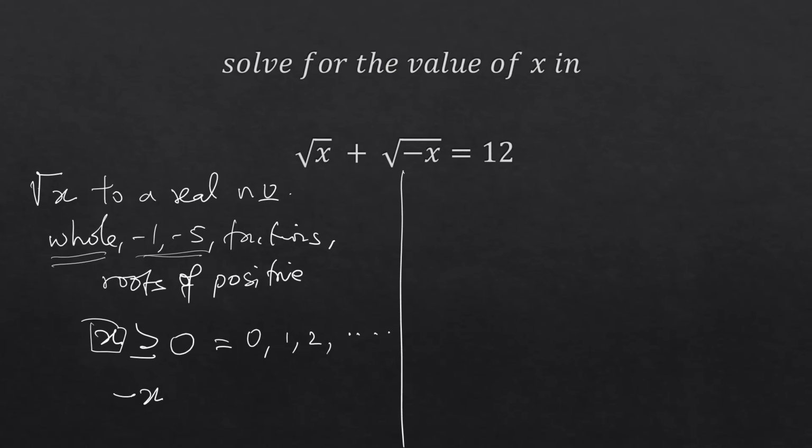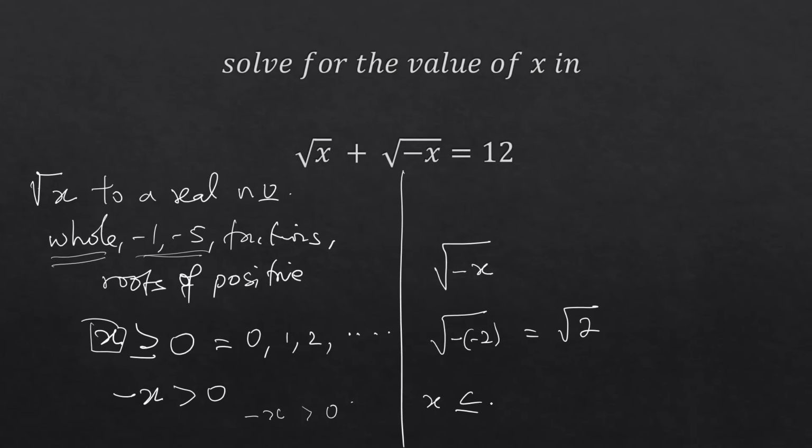Now, for root of minus x to be real, minus x should be greater than or equal to 0. That simply means that x should be a negative number in order to reduce the negative. If x is -2, then we have minus bracket minus 2, which is 2, so we get root 2. So this negative number must be greater than 0.